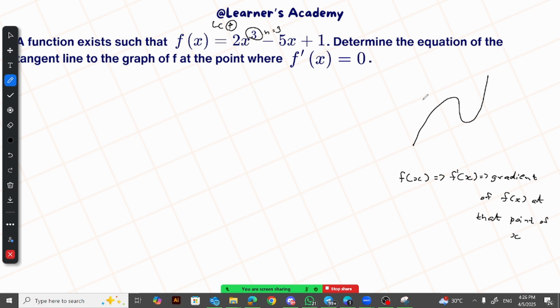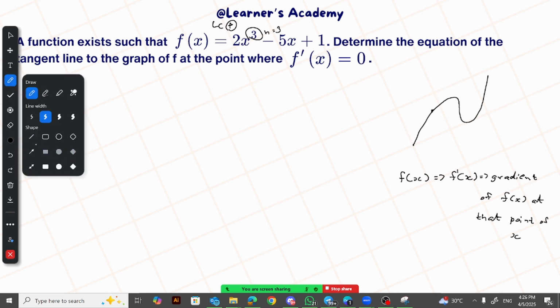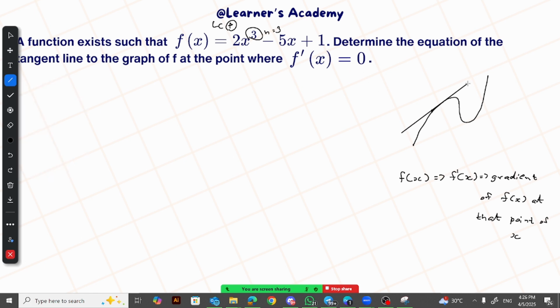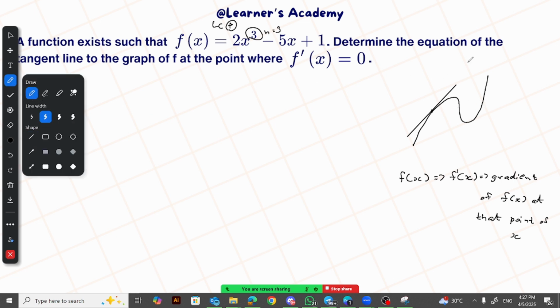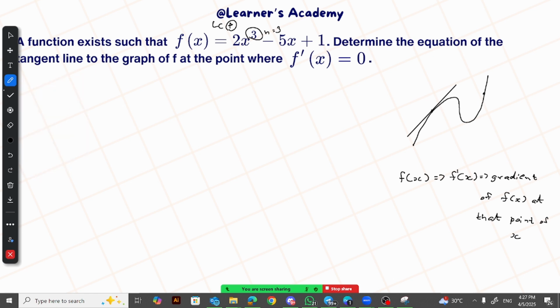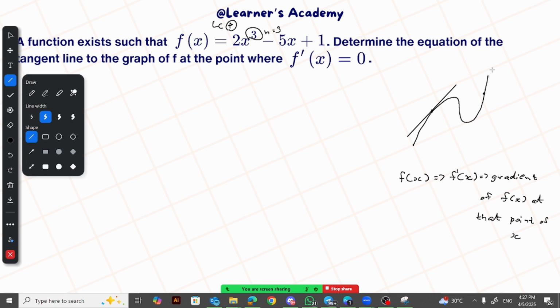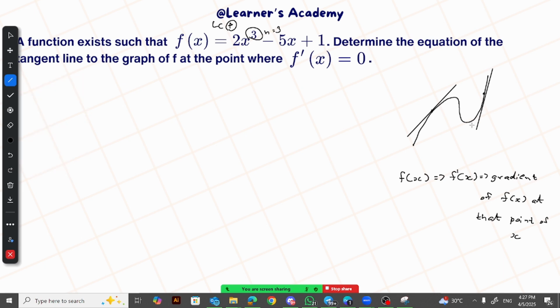Okay, so say we are given this function, and it wants us to find the equation of the tangent line to the graph where x exists here. We will have something like this. Or if the question wants us to find the equation of the tangent line where x is at this point, we have to find the equation of the tangent line being here, like this.